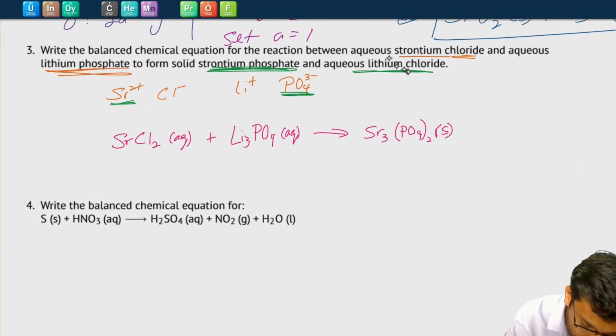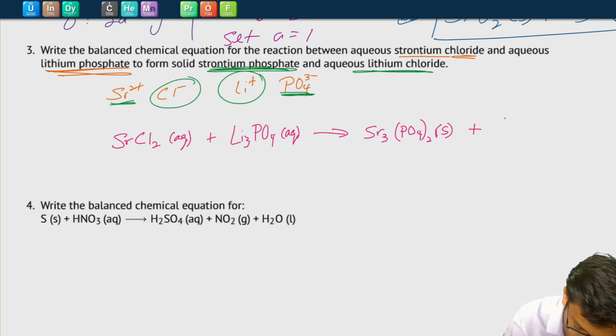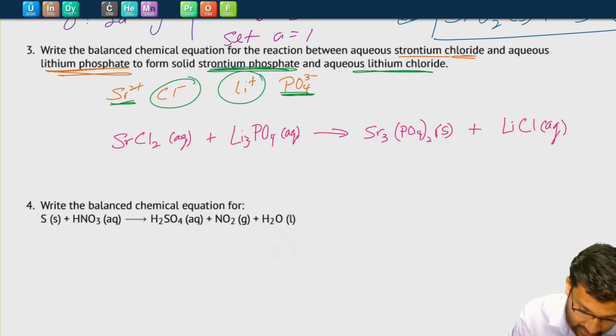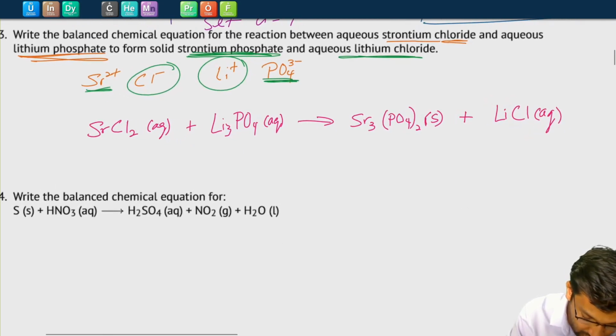And finally, lithium chloride. Lithium has a charge of +1, chloride has a charge of -1, so we just need 1 of each to balance the charges. So the formula would just be LiCl, and they say that it's aqueous. So this is the unbalanced chemical equation. Let's try to balance this.